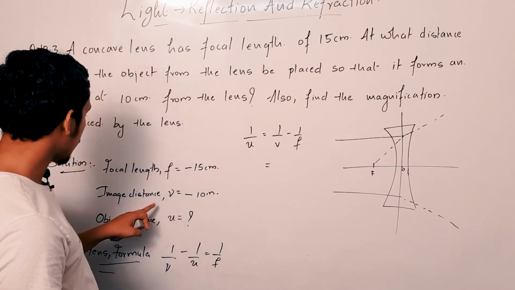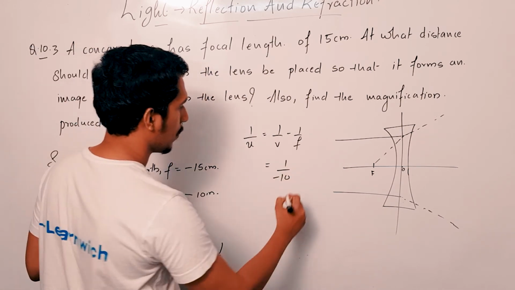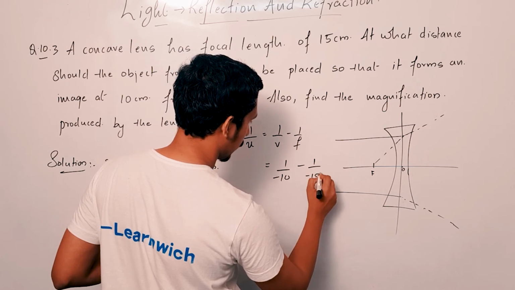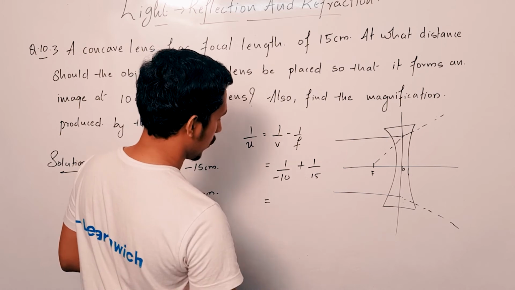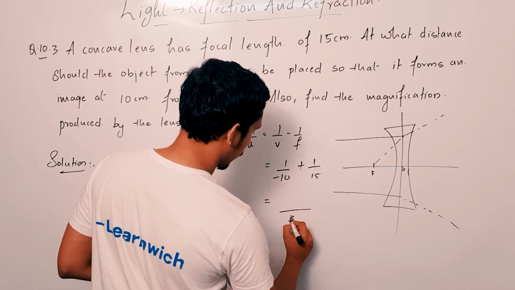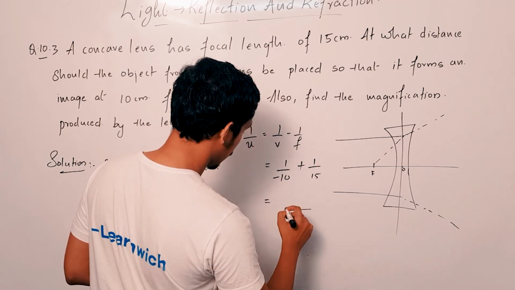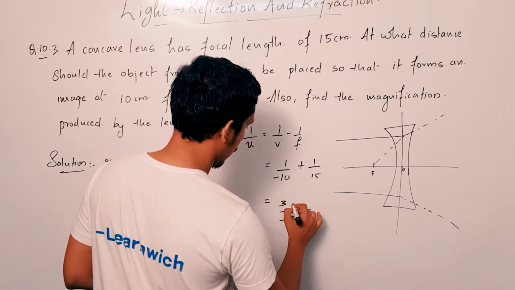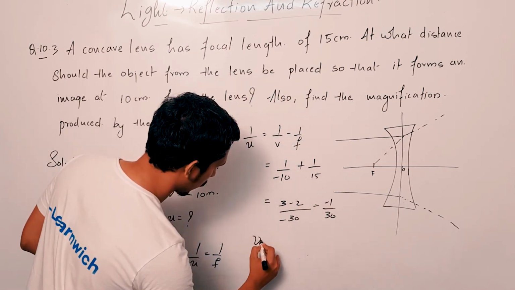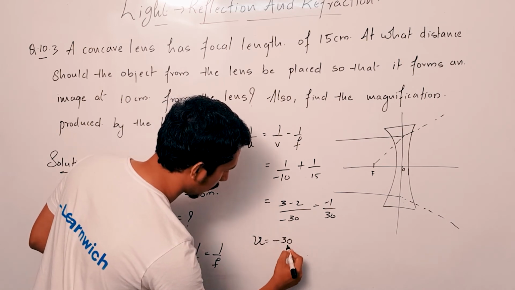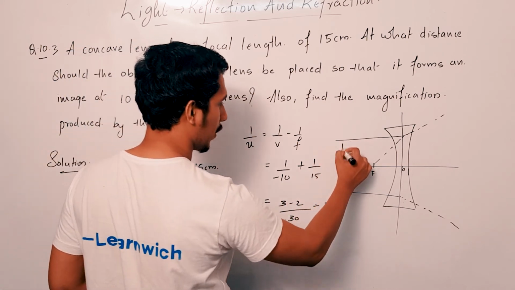Alright, so what is 1 by V? It is 1 by minus 10 minus 1 by minus 15. So this minus minus cancels, this becomes plus. Let's take the LCM as 30. So 10 into 3 and 15 into minus 2 gives minus 1 by 30, or we get U is equal to minus 30 centimeter. So the object is also on the left side, that was very obvious.